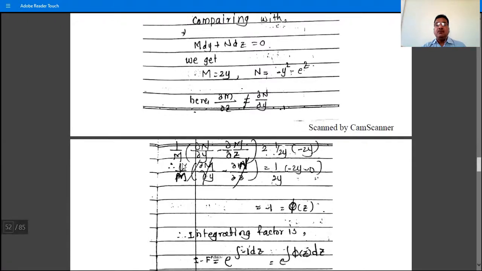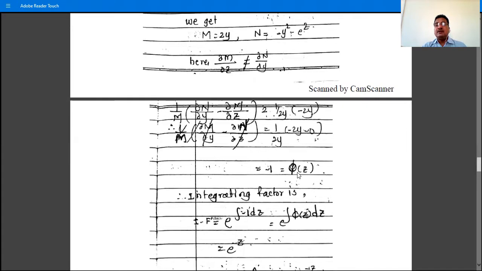So, if we find (∂M/∂y − ∂N/∂z)/M, then what is it equal to? The derivative of the 1 by M is 1 by 2y, and ∂N/∂y is 0, minus 2y. Okay, and then it is 1 by 2y minus 2y minus 0. ∂M/∂y is 0, ∂M/∂z is 0. So we have this, and this is equal to minus 1. That is purely a function of z. It is actually constant. It is purely a function of z.